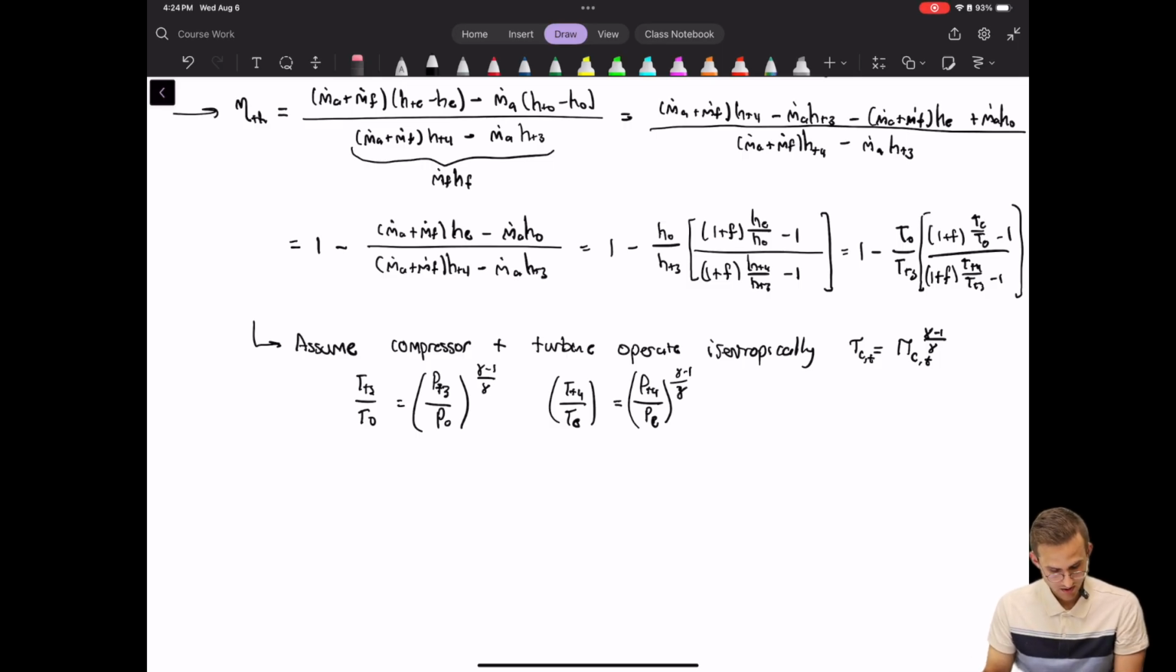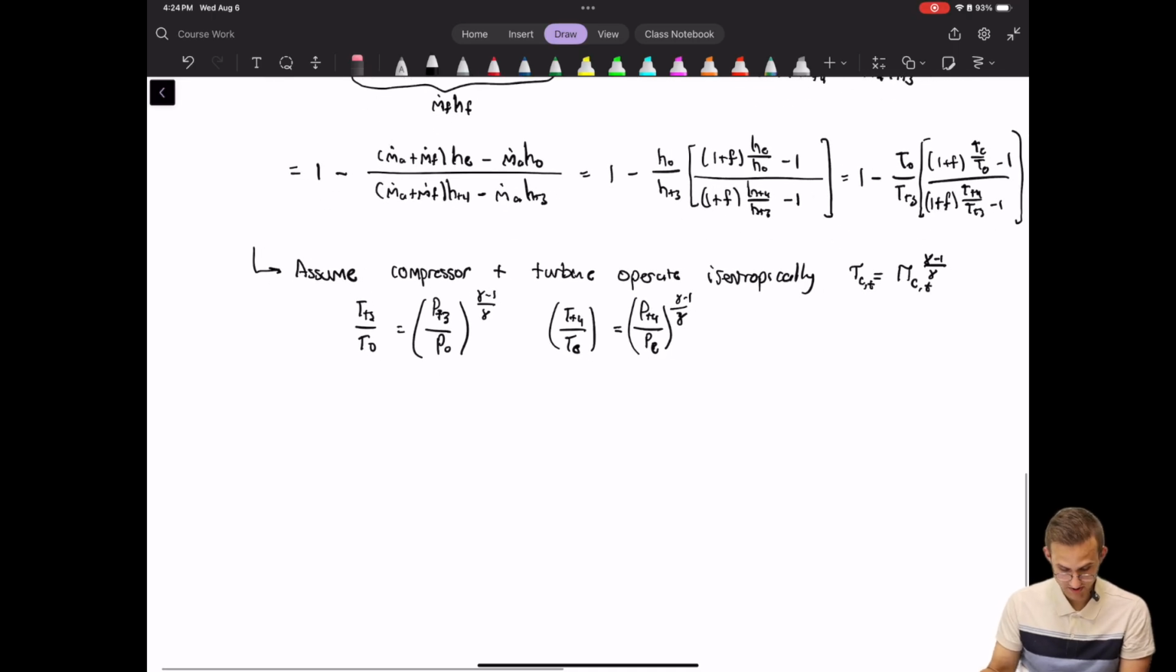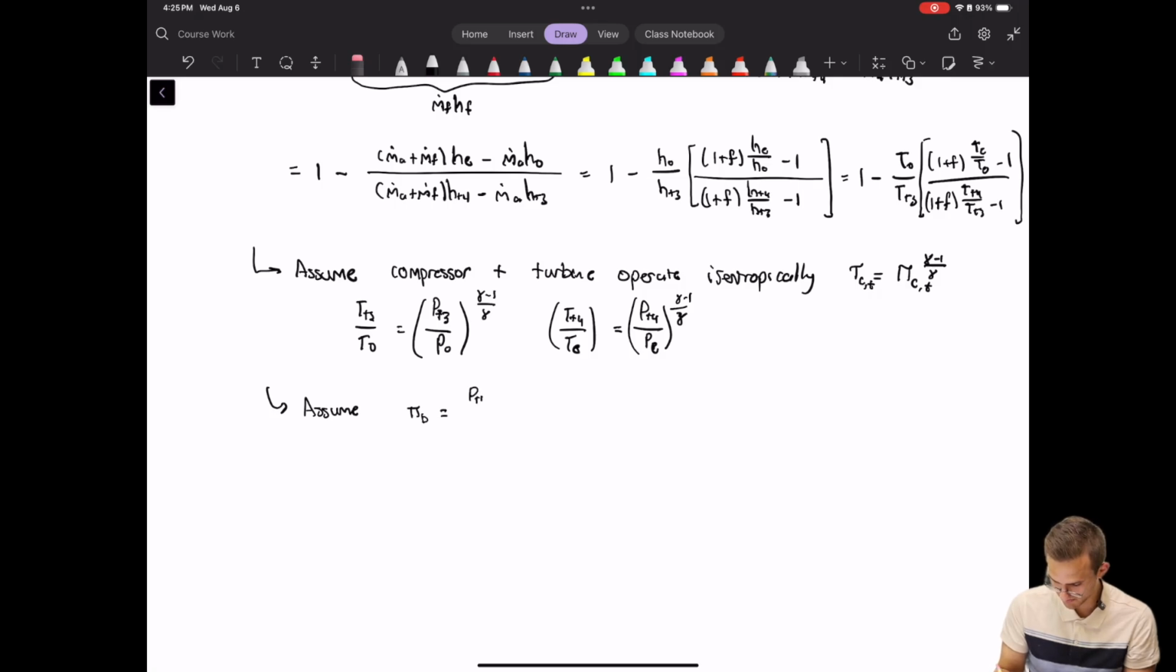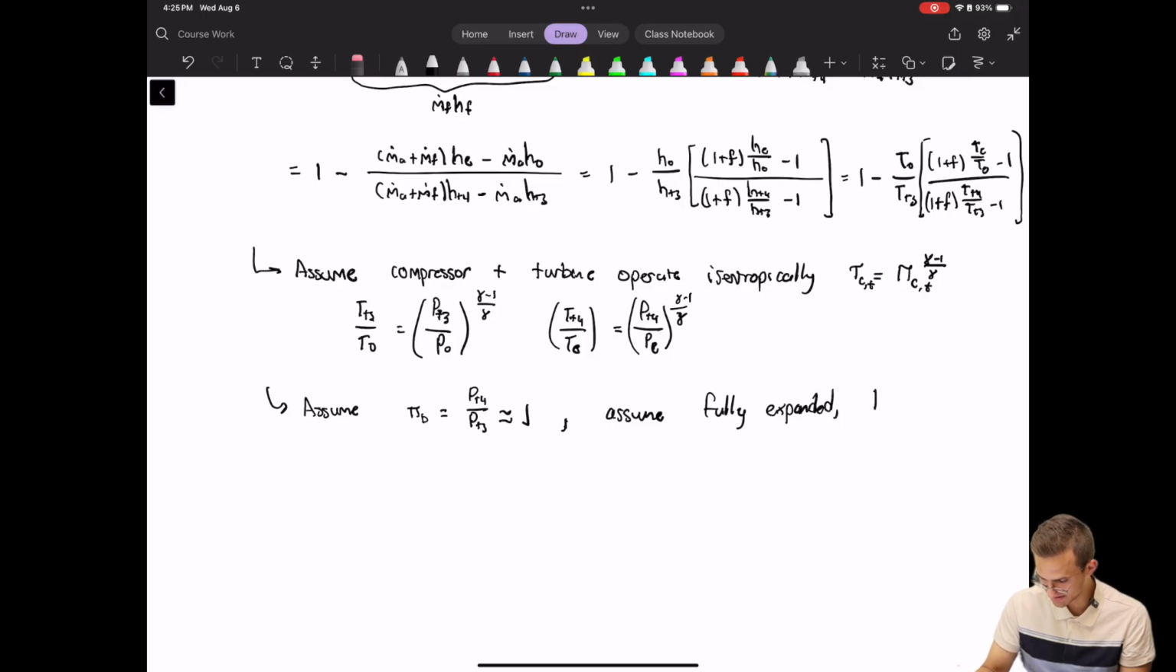Okay? And then we'll also make the assumption that the burner is ideal, right? So pi b, which is equal to PT4 over PT3, is approximately equal to 1. And then we're also going to assume that the flow is fully expanded, or in other words, that PE is equal to P naught.